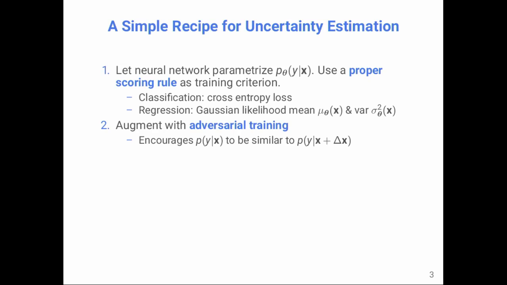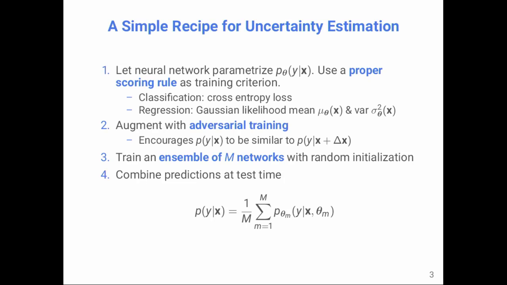We also augment with adversarial training. I don't have time to go into the details, but you can think of it as a computationally efficient way to locally smooth the predictive distributions, as opposed to weight averaging, which is what Bayesian neural nets do. Then we train an ensemble of M networks with random initialization. We tried a bunch of things, but just random initialization works quite well in practice. At test time, you combine the predictions. Each network outputs a distribution, and you treat it as a mixture of distributions. Note that we are doing model combination and not Bayesian model averaging.